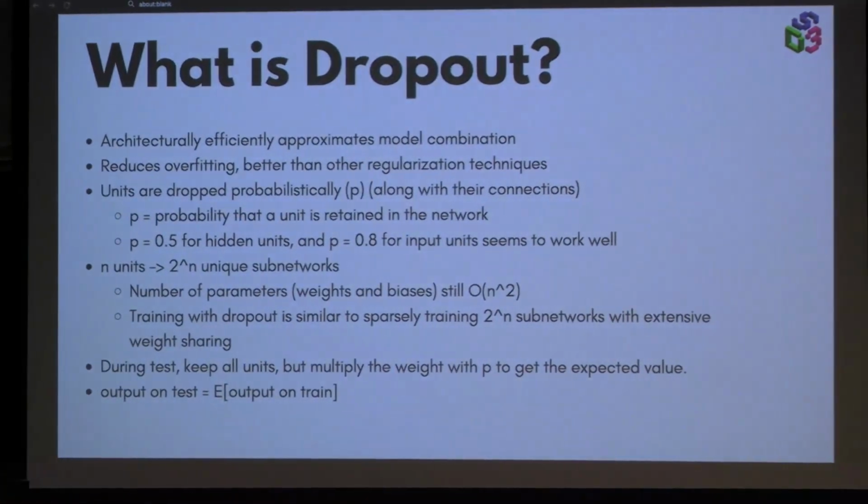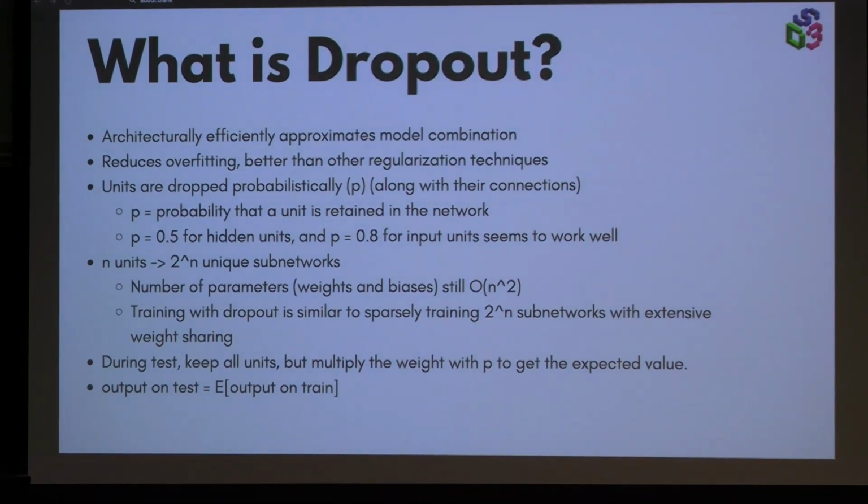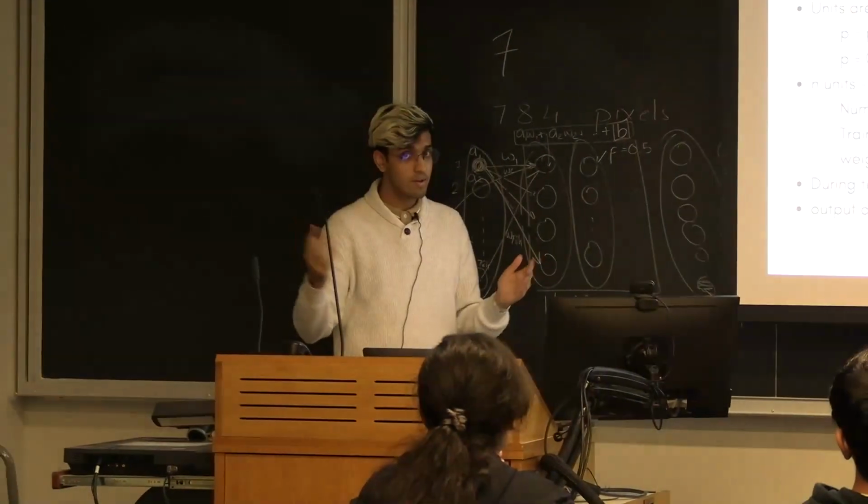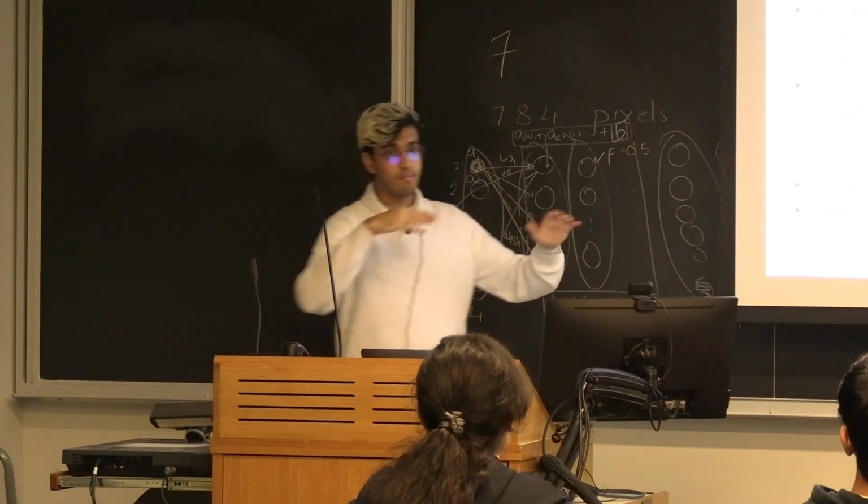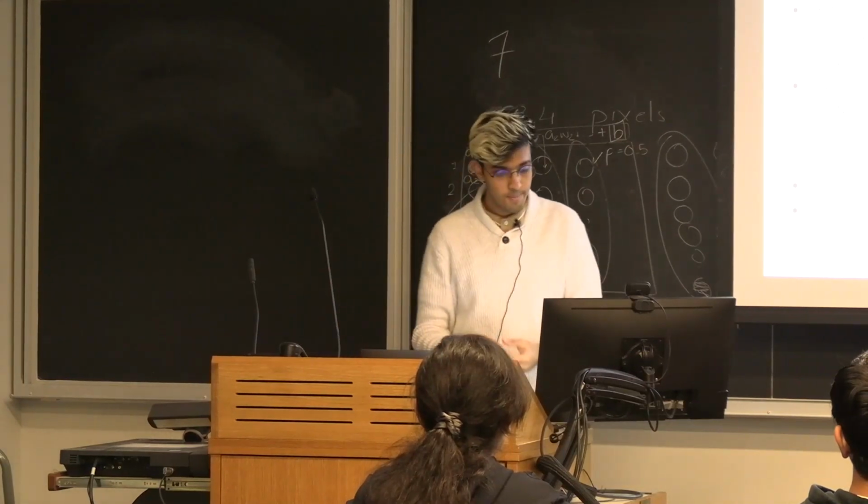So I mentioned this before. If there are n units, the number of weights and biases is still just quadratic, right? Because you just have edges from one layer to the next. But the different possible network architectures that are constructed are exponential. They're 2 to the power n. How are they 2 to the power n? Well, for any iteration, I can either have a particular unit or not. So that's 2 options. And then you have those 2 options for every unit. And there's n units, so you have 2 to the power n different possible network architectures that are created, right?